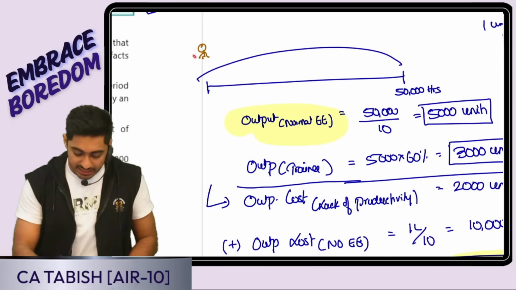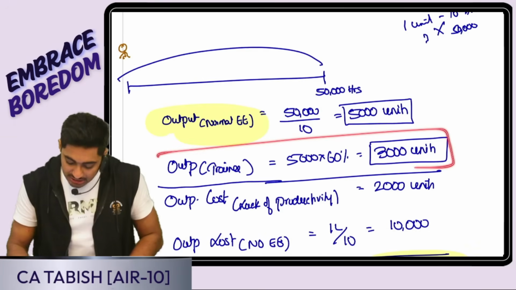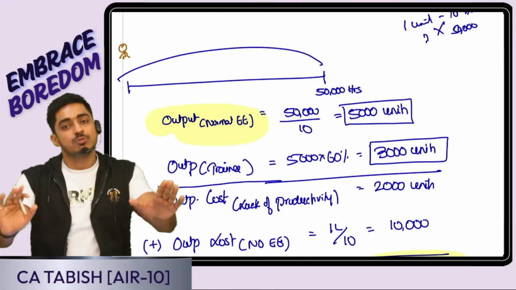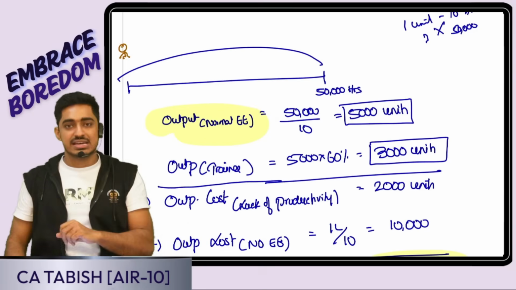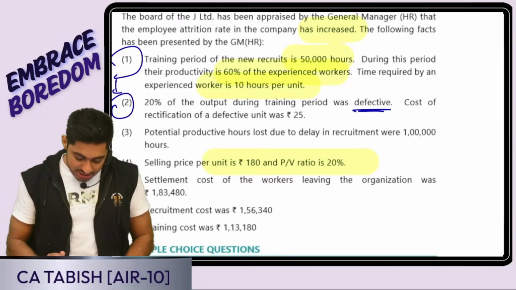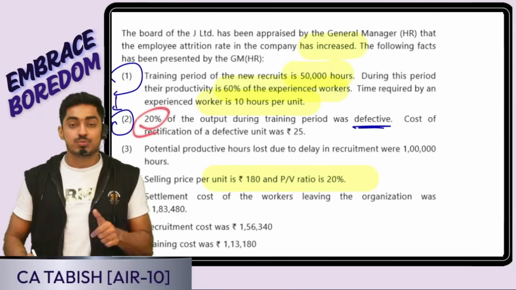How much output do these trainees produce? They have produced 3,000 units of output. But tell me whether all 3,000 units of output are good quality. No, sir, some defects are there, sir. How much percent defects are there? The question is telling me that 20% of output was defective.